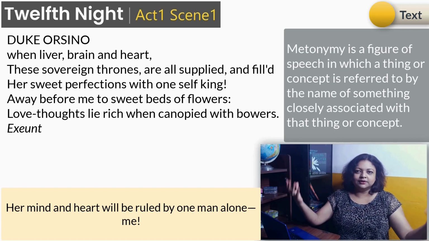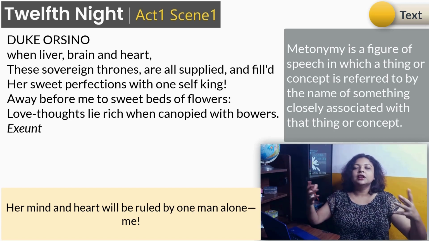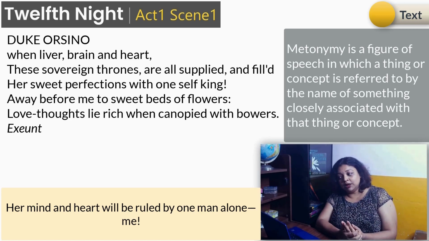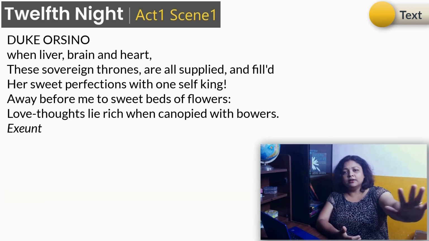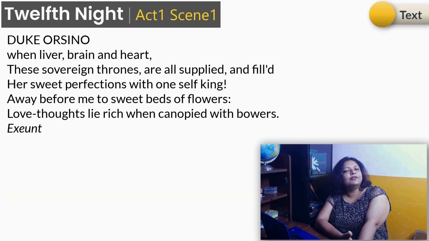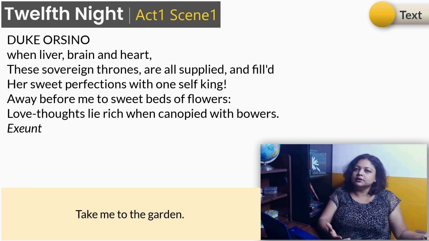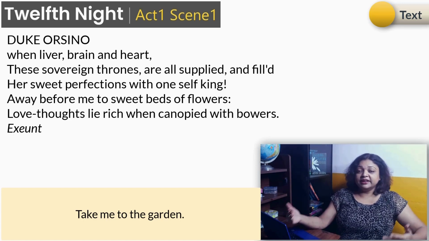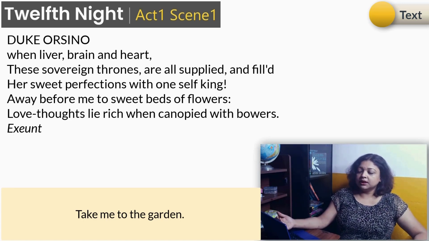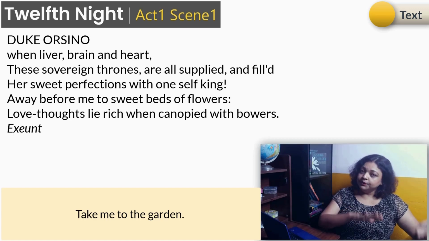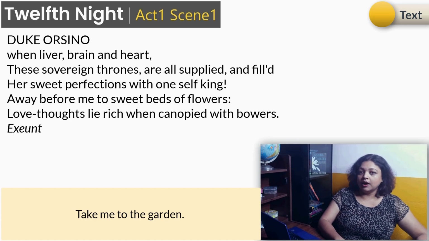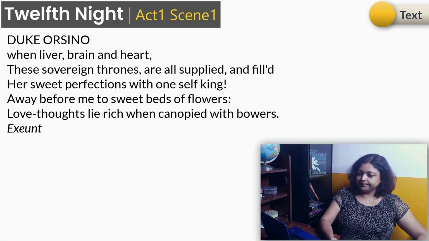So when Olivia's organs and emotions and everything is filled with Orsino, then her sweet perfections with one self king away before me to sweet beds of flowers. So now he thinks that he is in a mood to go to the garden. When this scene begins, he wanted to listen to music and now he wants to go to the garden. Why? Because just like music is the food of love, so are flowers and beautiful objects.